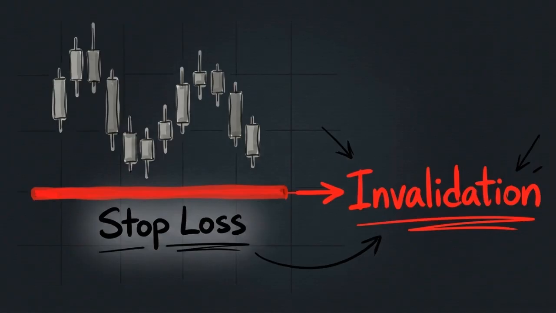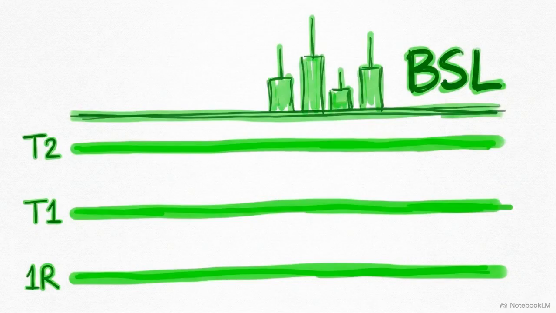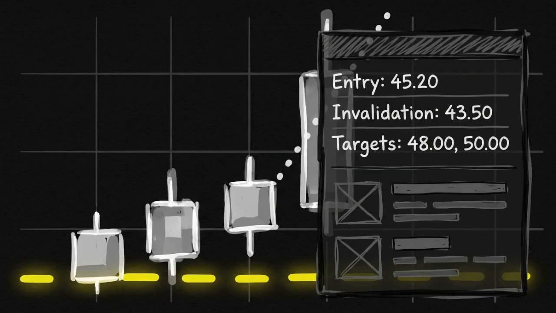Place your stop loss at the invalidation level shown on the HUD. This protects your position at the opposite side of the trigger candle. Set your take profit orders using targets labeled 1R, T1, and T2. These align directly with the buy-side liquidity pools on the chart. Utilizing the HUD's calculations moves the process from a speculative chart reading to a structured execution plan.